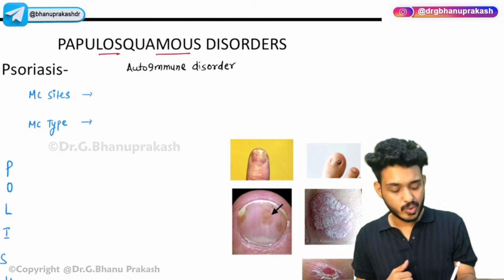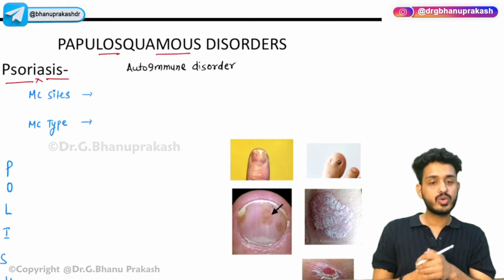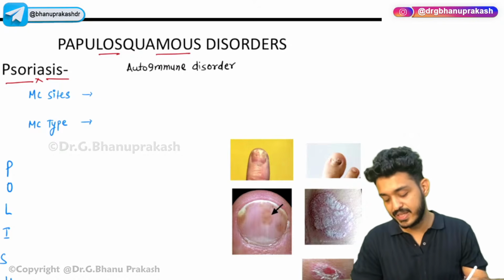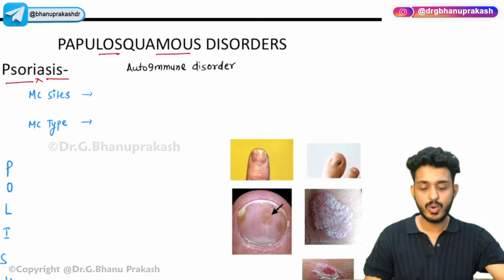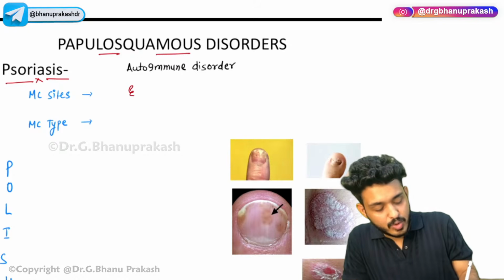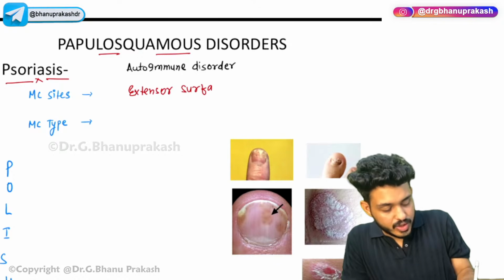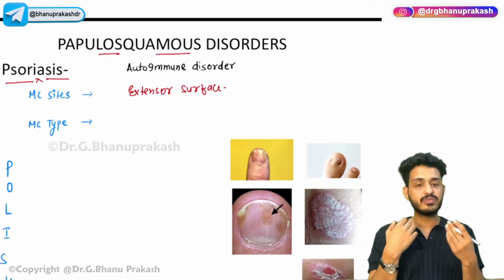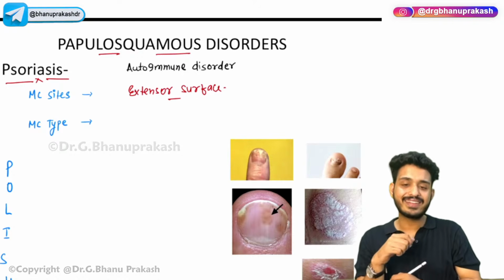Okay, so next one is the papulosquamous disorders. First one is psoriasis, guys. Very, very important. Psoriasis is an autoimmune disorder. What is the most common site and what is the most common type? Please try to answer. Sir, the most common site will be the extensor surface. On the extensor surface of the body, you will have this type of lesions.